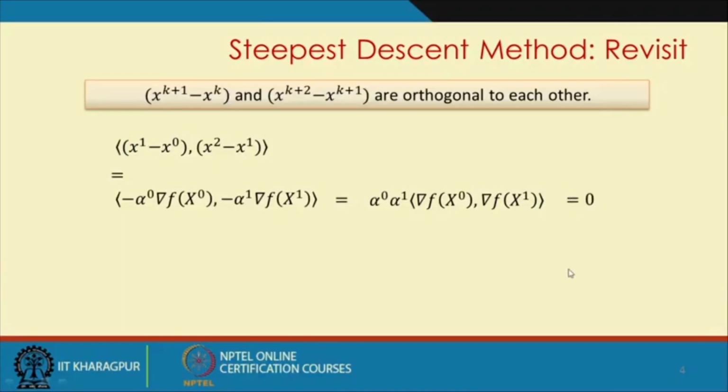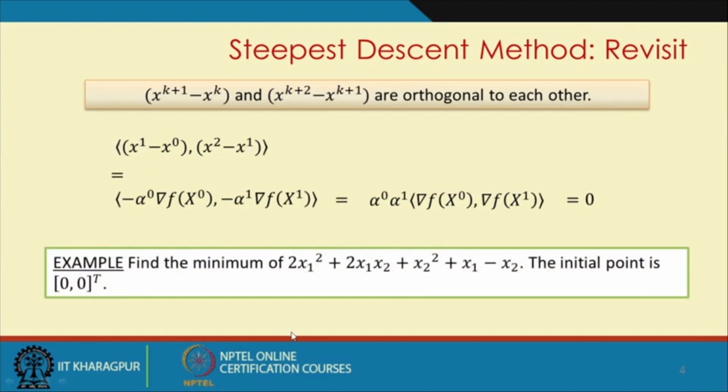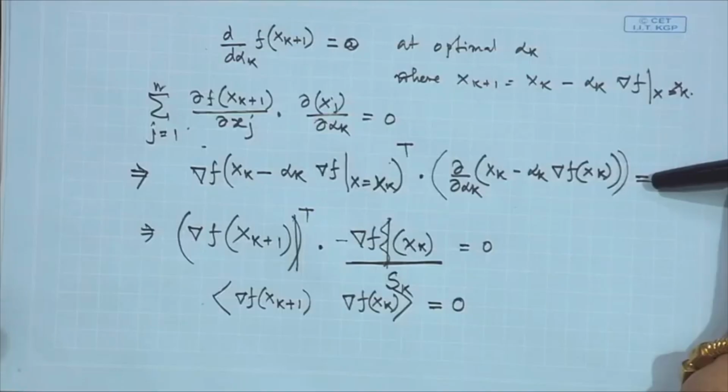From this condition we can say that both vectors are orthogonal to each other, and we can very easily prove the same fact for general k. Now, we will use this concept for this problem, after modifying the steepest descent method a little bit. I will tell you what the modification is next.